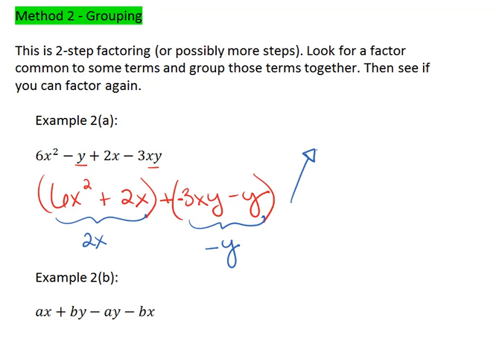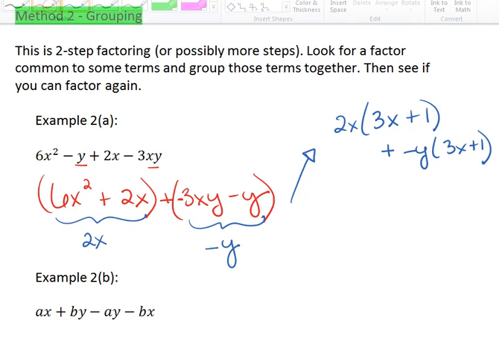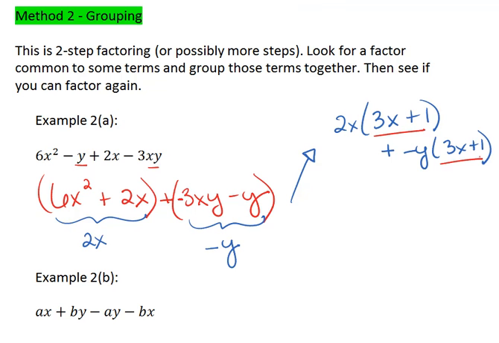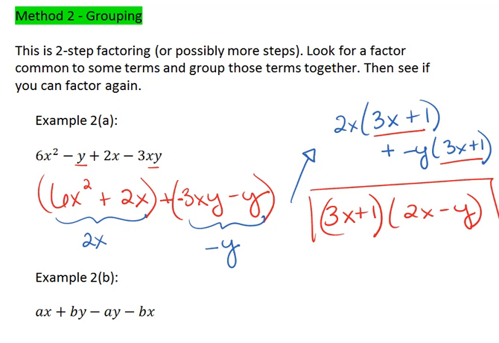By factoring out the common factors to each group, we have 2x times 3x plus 1, plus negative y times 3x plus 1. And so what we hope to see is that what's left behind is the exact same, which gives us a common factor to the 2 terms we have now. So now we factor out the 3x plus 1, which leaves 2x minus y. And there is our final answer.